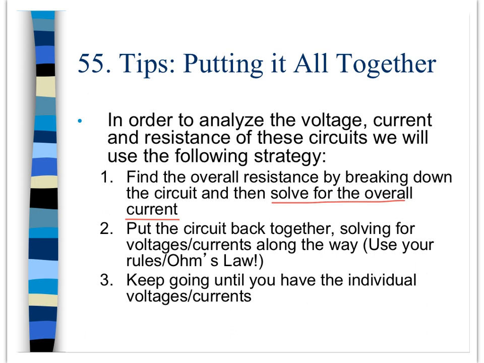We're going to put the circuit back together is the next step, solving for voltages and currents along the way. We will be using Ohm's law a ton during this portion because based off of our voltage and current rules, if we can just figure out one voltage or one current, we can use Ohm's law, V equals IR, to get the voltage or the current that we don't know. And we're just going to keep going, working our way back through until we have all the individual voltages and currents.